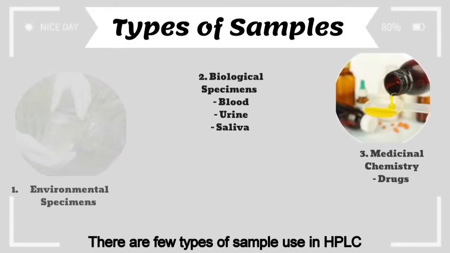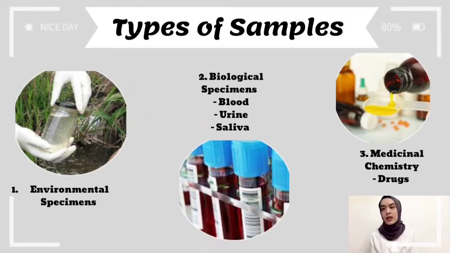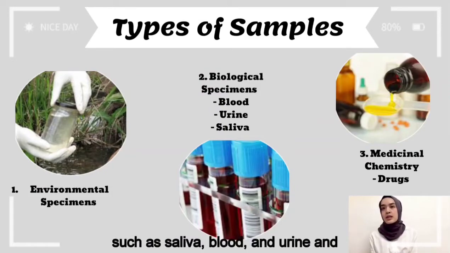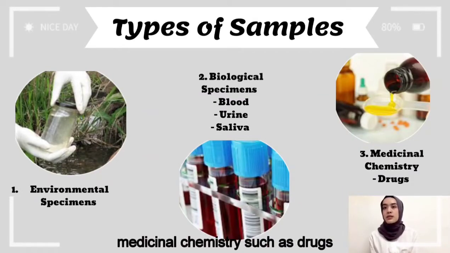There are a few types of sample used in HPLC. HPLC is commonly applied to analyze the components in biological specimens, such as saliva, blood, and urine, and also to analyze environmental specimens and also medicinal chemistry such as drugs.